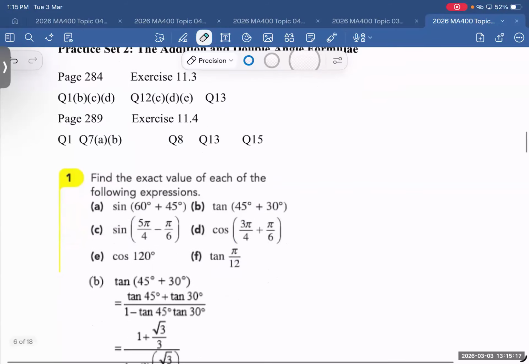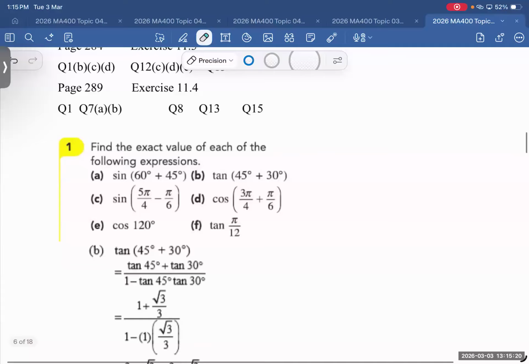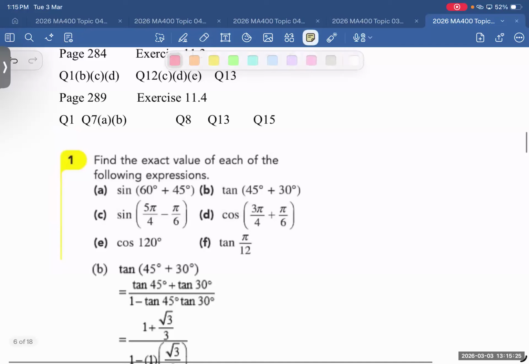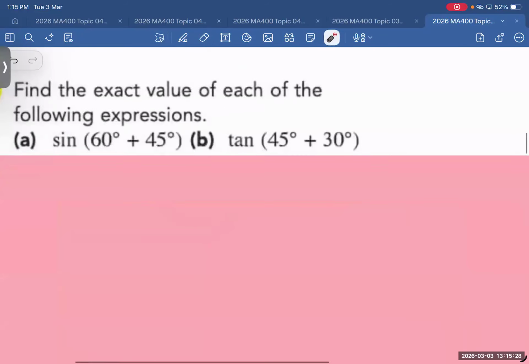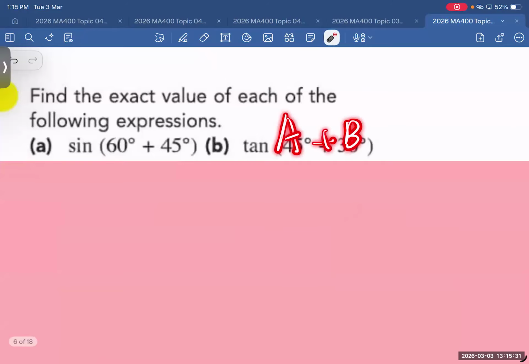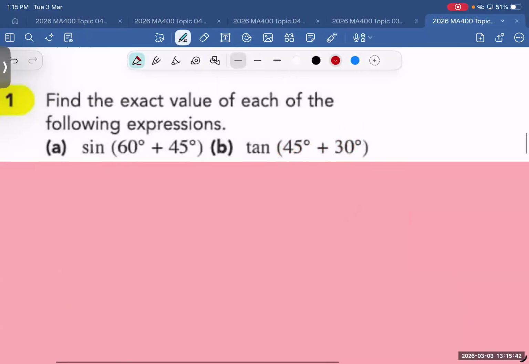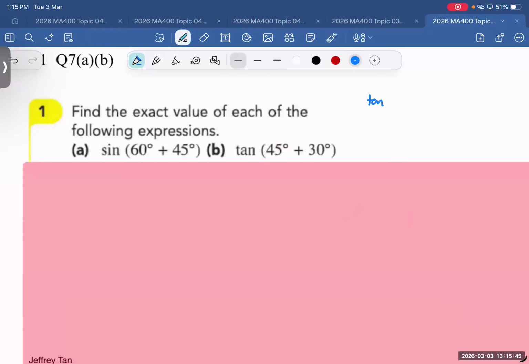Okay, practice set 2, question 1B. Is 1B bothering you? Remember, what is tangent of A plus B? The formula is tangent A plus tangent B over 1 minus tangent A tangent B. Quick note: what is tangent 45?